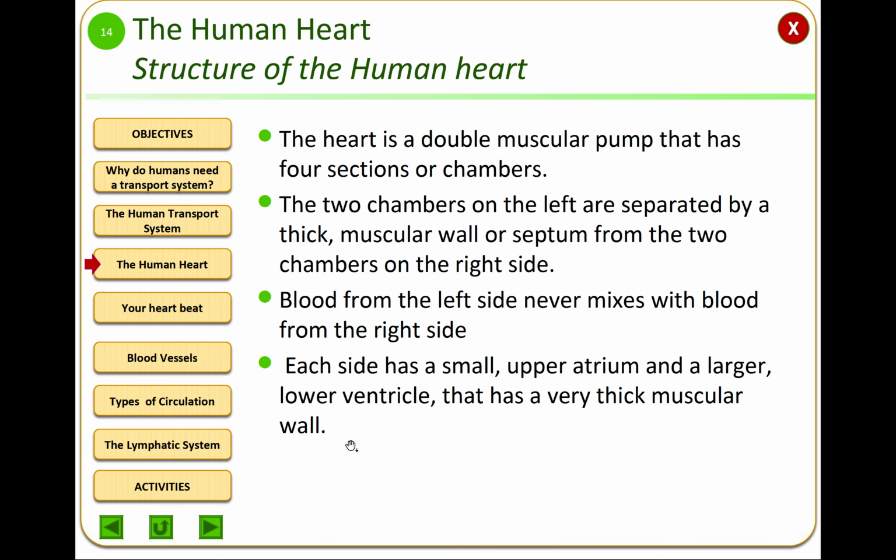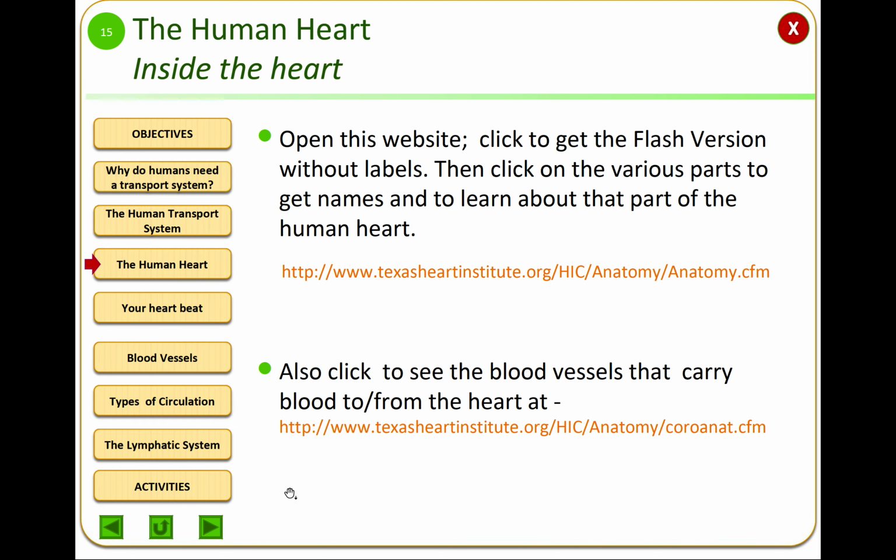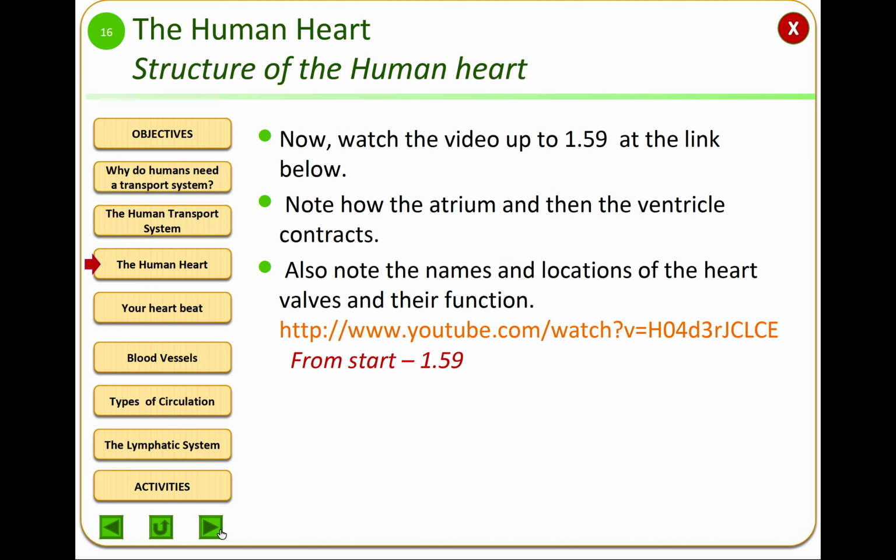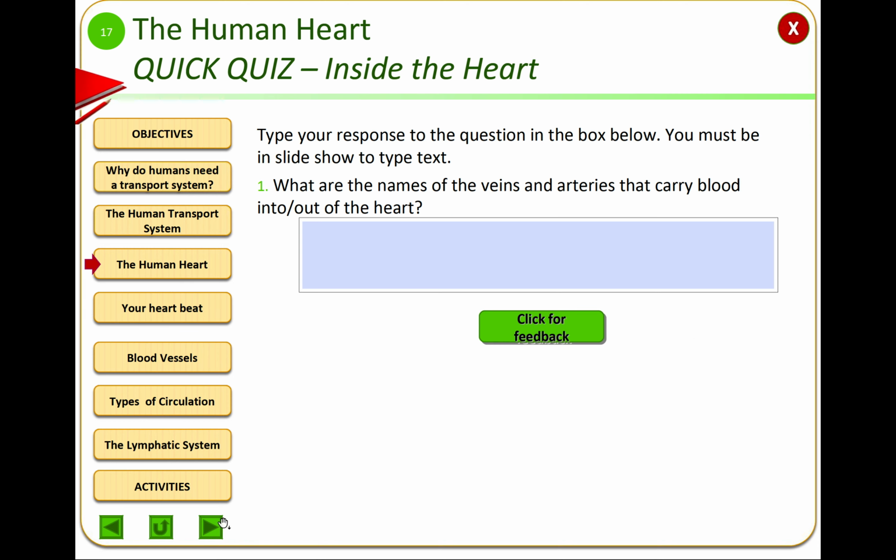Okay, each side of them has a small upper atrium and a larger lower ventricle, and they have a thick muscular wall for the ventricles. We will share these links for you to understand what is happening inside blood vessels and also what the blood is. You can also check here how the heart is working through this YouTube video, and we will see this later.